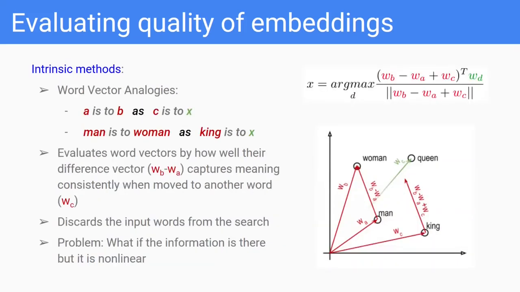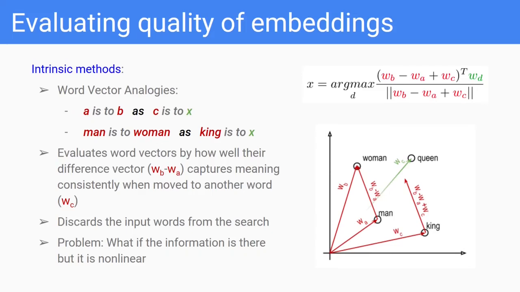Okay, and what is an intrinsic method about? As I said before, you take some of the properties that you think should happen in a good quality embedding, and you test how good they are doing, how close your embedding is coming to it.